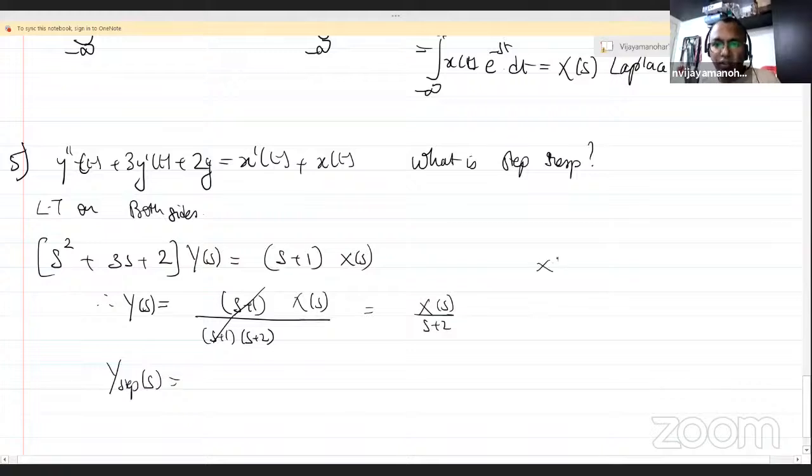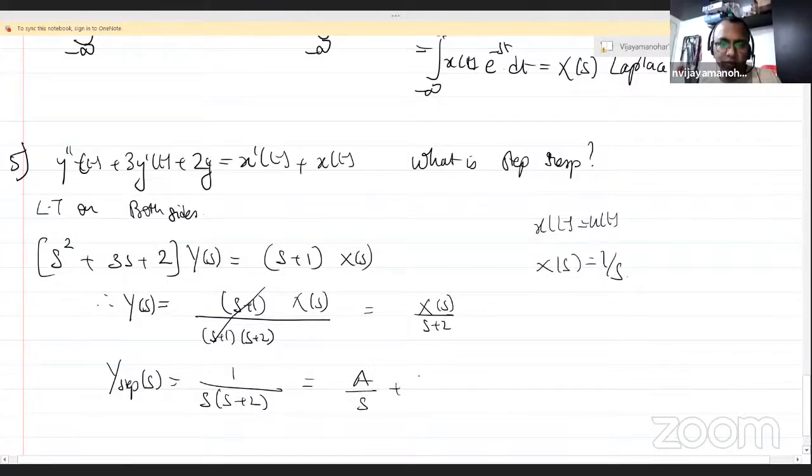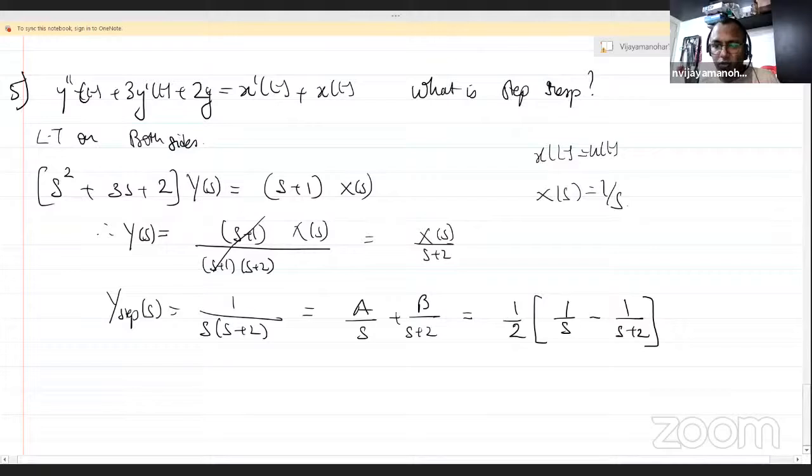So what will be x of s? X of t is u of t, so x of s will be 1 by s. So this will be 1 by s into s plus 2, which is nothing but a by s plus b by s plus 2, which can be simplified as 1 by 2 into 1 by s minus 1 by s plus 2. So if you simplify it by partial fractions, this is what you will get.